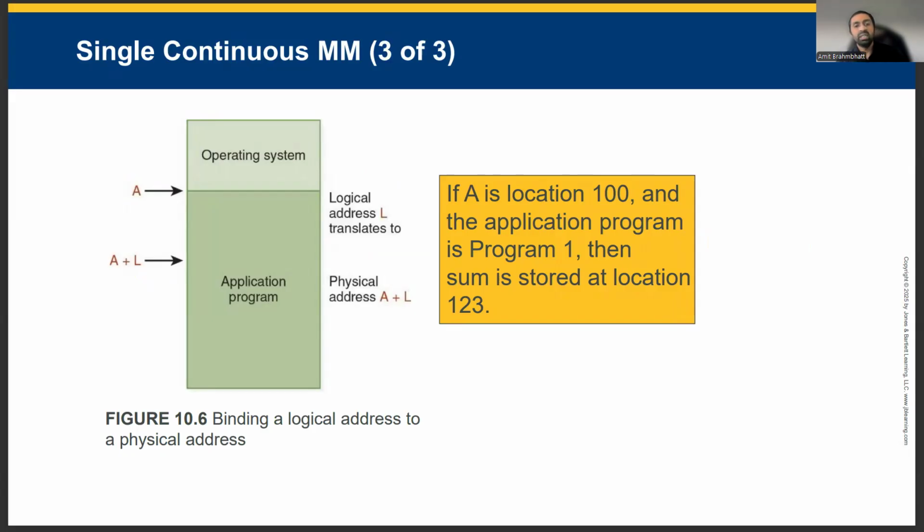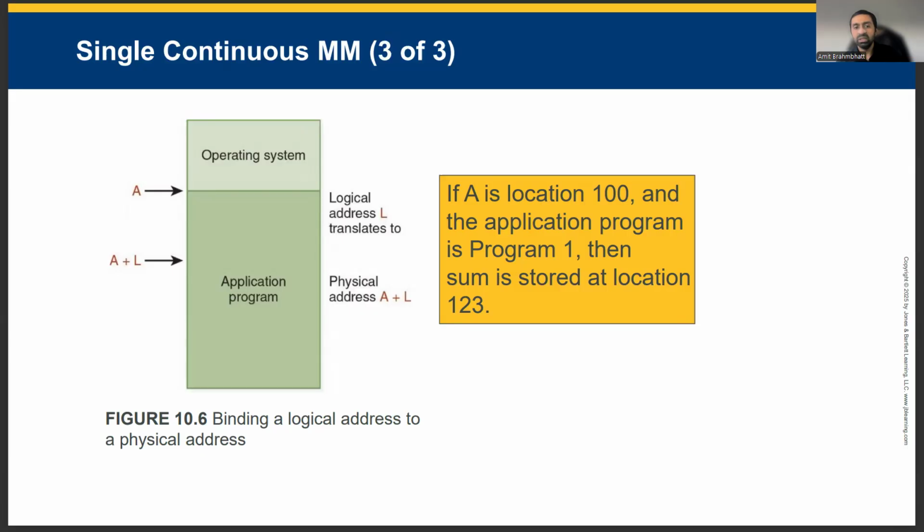Here we see a concrete example of address binding. If location represents physical address 100 and the logical address of sum is 23, then the physical address is 100 plus 23, which is 123. The diagram illustrates how simple this process is in a single contiguous memory system.